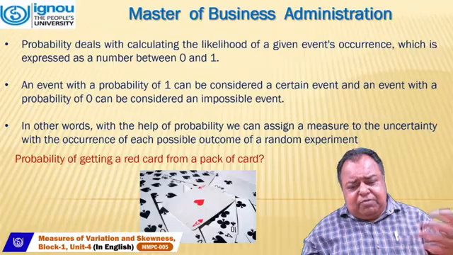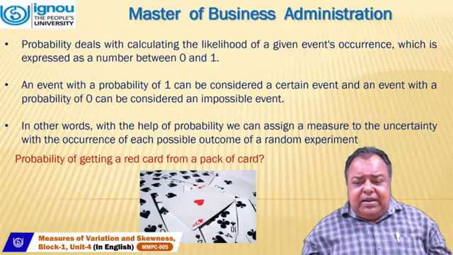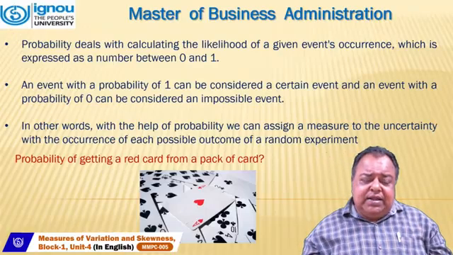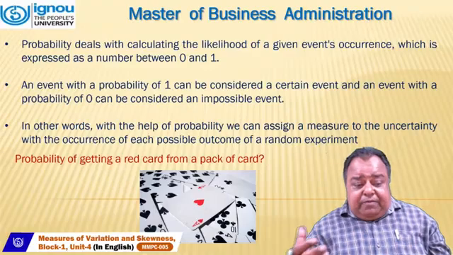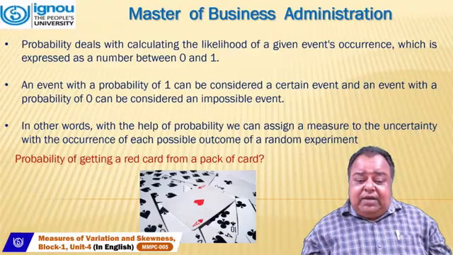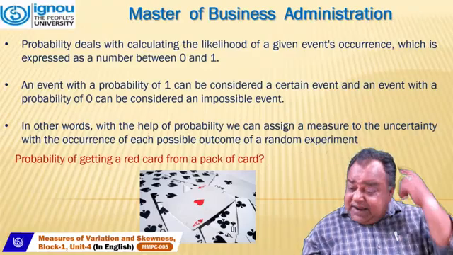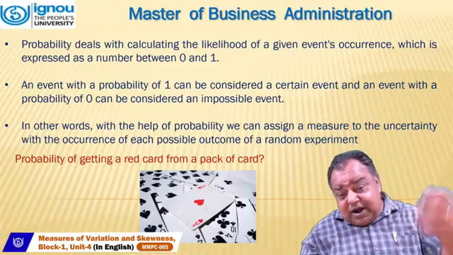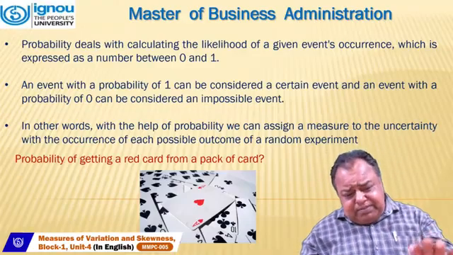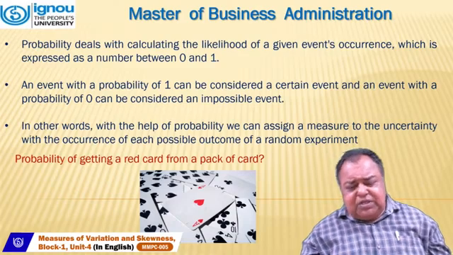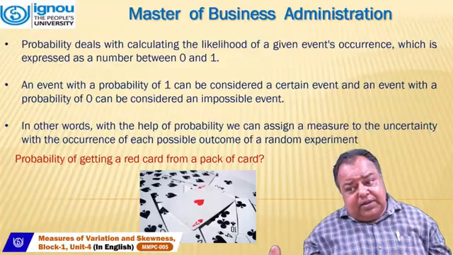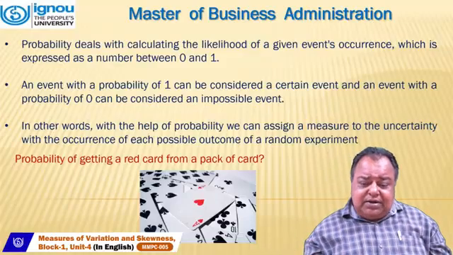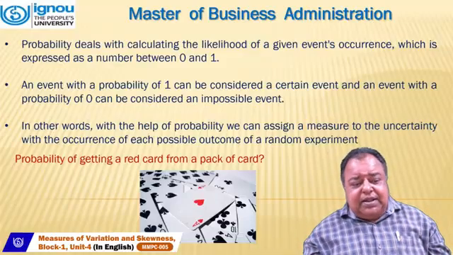In other words, with the help of probability, we can assign a measure to the uncertainty with the occurrence of each possible outcome of a random experiment. What is the probability of getting a red card from a pack of cards? Now the question arises, how many total cards are there? We are aware that in a pack of cards, there are 26 red cards and 26 black cards.